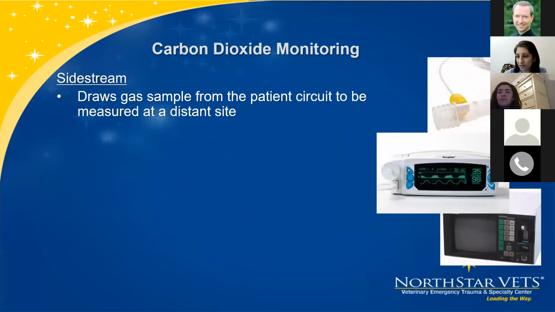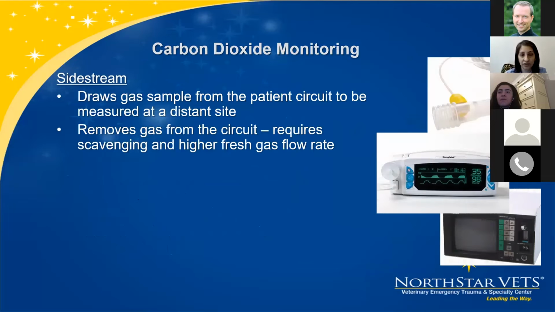The other type of sensor is called a side stream sensor, and so this draws gas from the patient circuit, and it's measured at a distant site. So it's usually measured at the base of the monitor. Since it removes gas from the circuit, it does require scavenging in the base unit. And you do have to ensure that you replace the fresh gas flow that's removed from it.